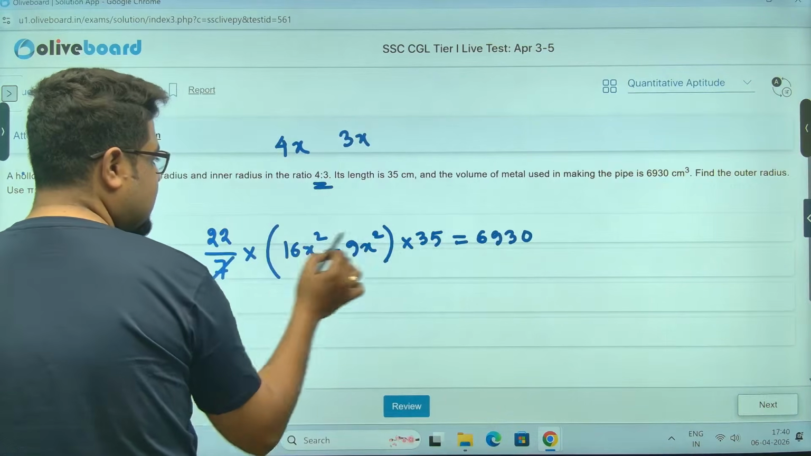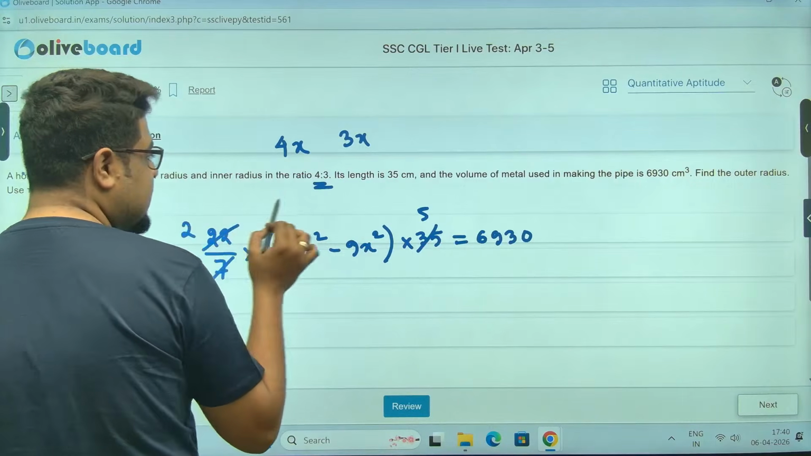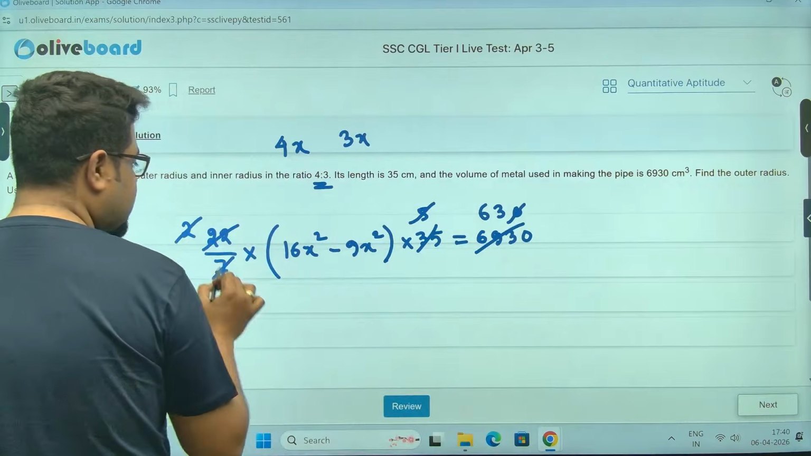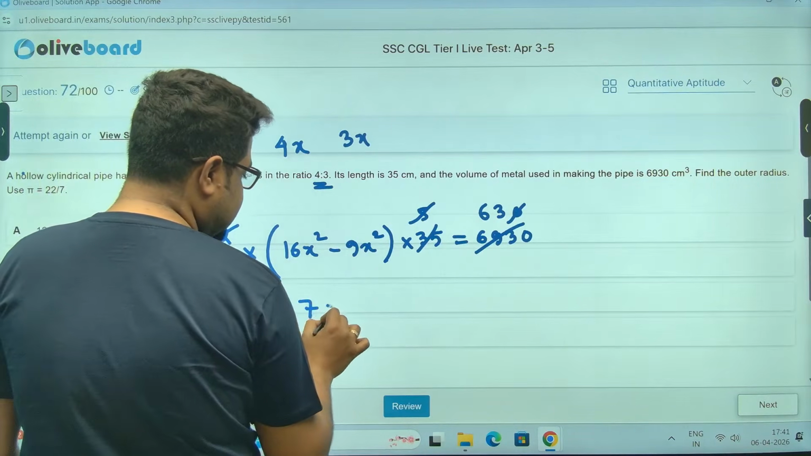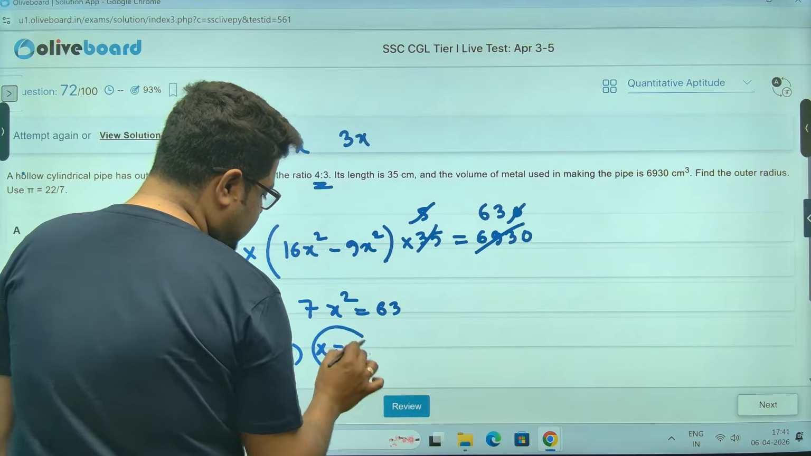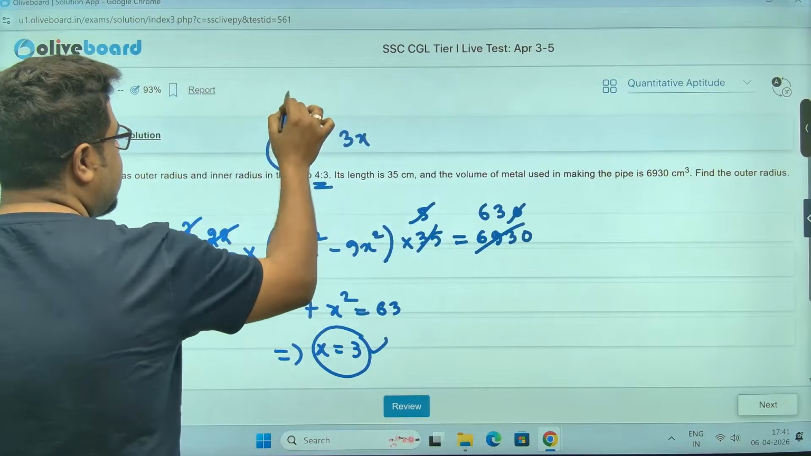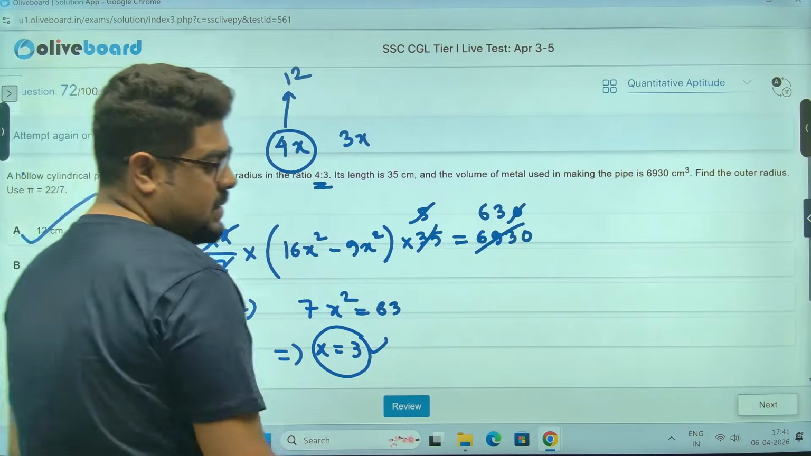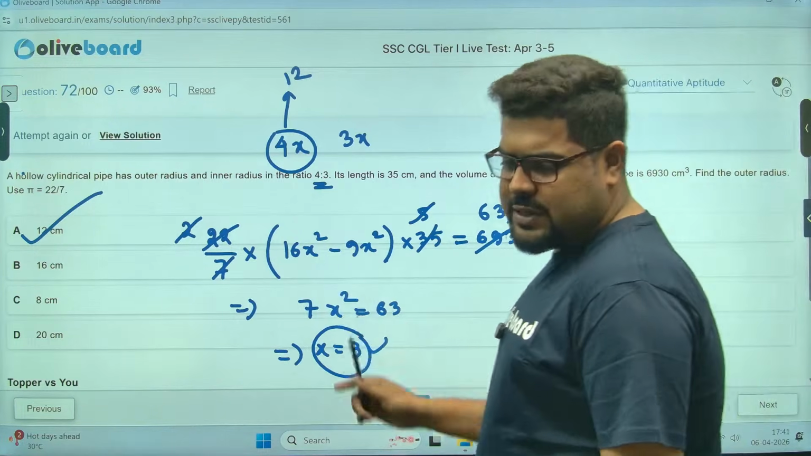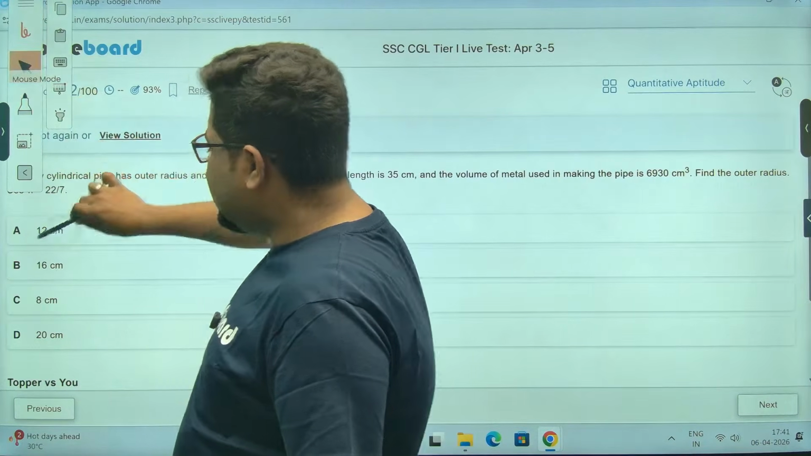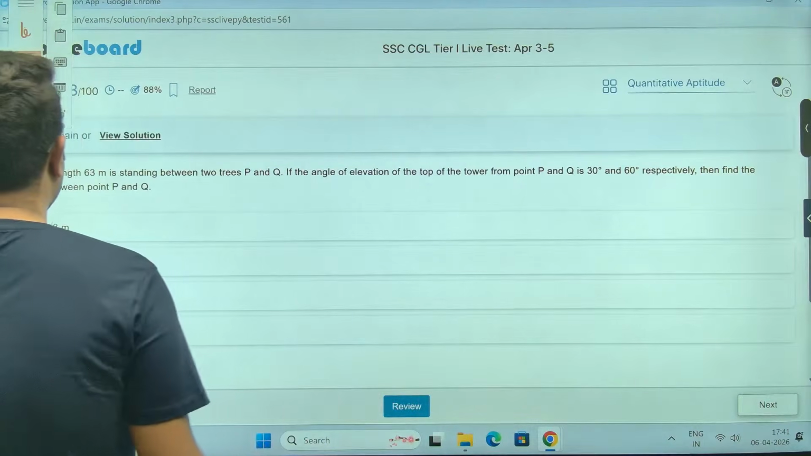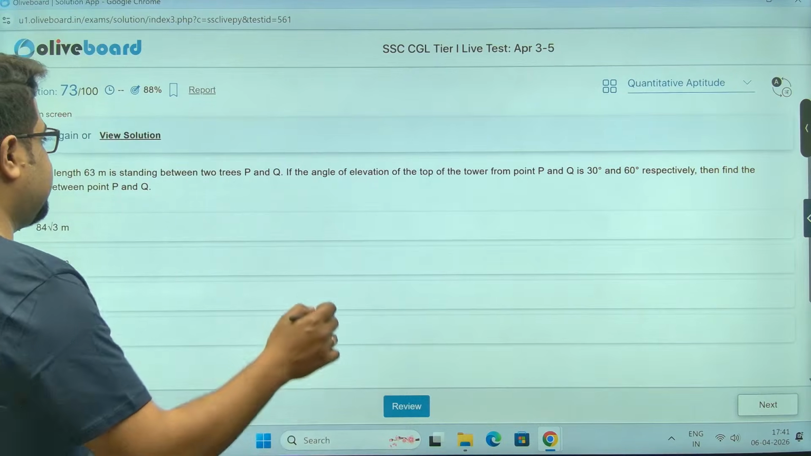Correct, sir? This is 5. 11 2s are this. Achha, 11 6 are this, 3s are this, 0. 0, 5 and 2 gone. So this is 7x square is equal to 63. 9x is 3, sir. Not much of a calculation. So they're asking outer radius. 4 3s are 12, sir. Option A. Option A is most definitely your correct answer. Not much of a calculation. Just whether you know the formula, yes or no. Sir, height and distance. Tower of 63 between two trees.